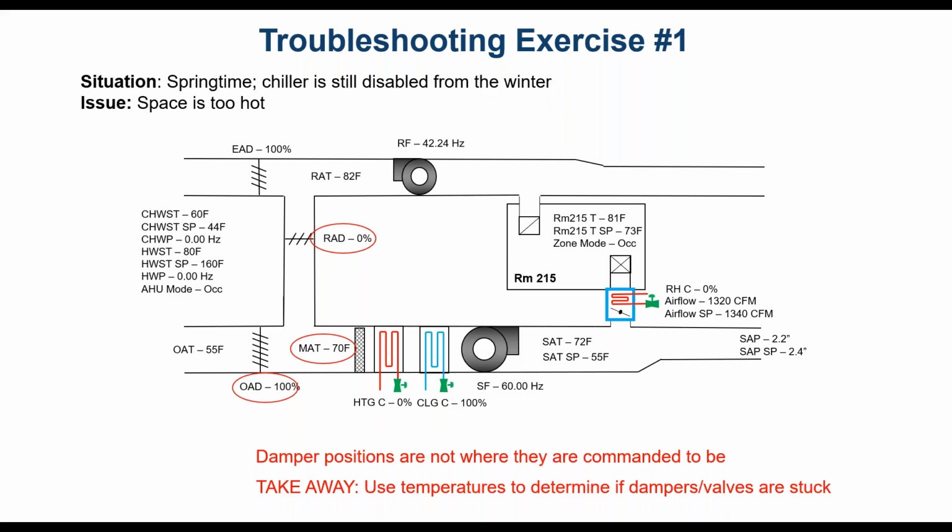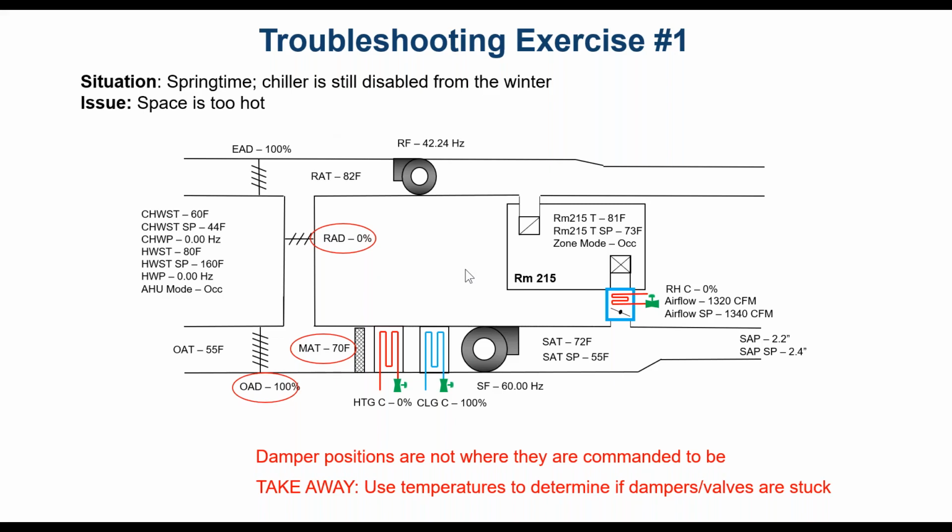The takeaway here is we can utilize the temperatures to determine if valves or dampers are stuck. So for instance, we would expect the mixed air temperature to be 55 degrees right here. These values of 100% outdoor air damper, return air damper at 0%, those are commands being sent to those damper actuators. Now you might have a failed actuator. You might have a broken linkage on a damper. You might have a 2x4 or a shoe jammed into your return air damper. And these are all things that I've seen before.